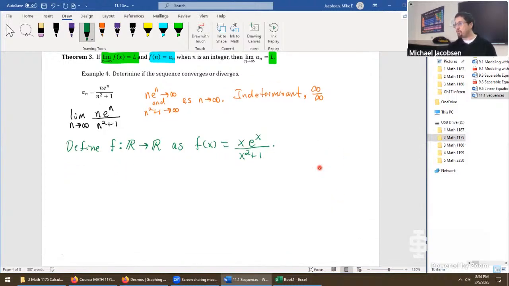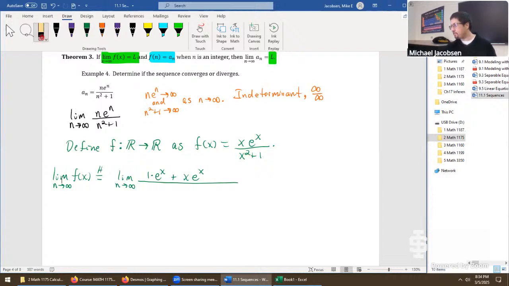By L'Hopital's rule, we can say limit as n goes to infinity of f of x. Hitting it with L'Hopital's rule because it's the same indeterminate form, infinity over infinity. And we get limit as n goes to infinity. First is the product rule, take the derivative of x. So it's 1 times e to the x plus derivative of e to the x. So we get x times e to the x.